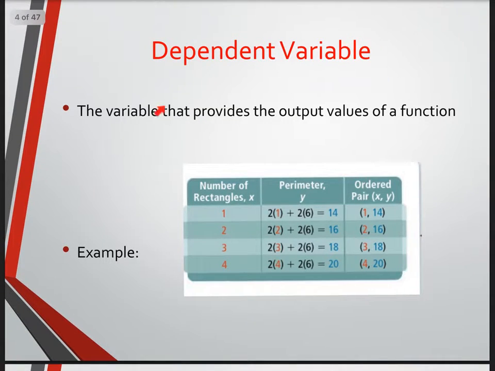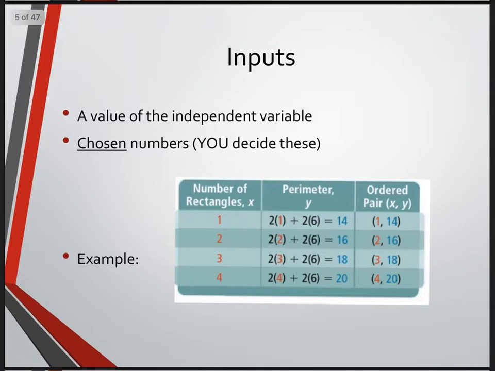Dependent variable, the variable that provides the output values of a function. In this case, it's going to be y. So y is the dependent variable. What answer you get for y depends on what you put in for x, the independent variable. That's where we get that from. So in this case, input, that's a value of the independent variable. So the numbers you choose, the x's you choose to put in. So you put them in here, and out comes the y's over here. So again, notice here's my x's, here's my y's. The inputs are the x's, the stuff you choose to put in to get the output, which we'll talk about here in a second.